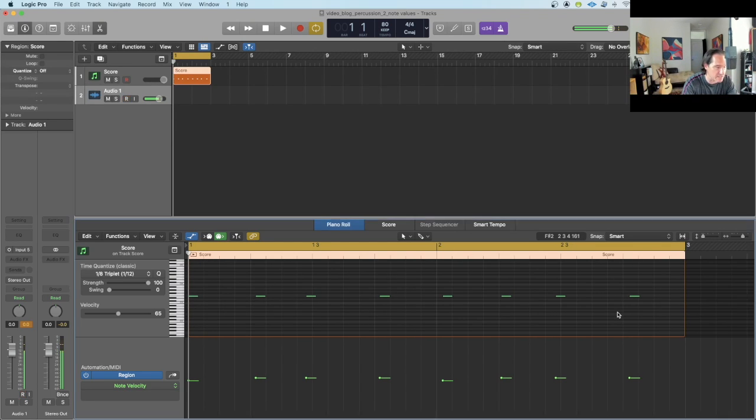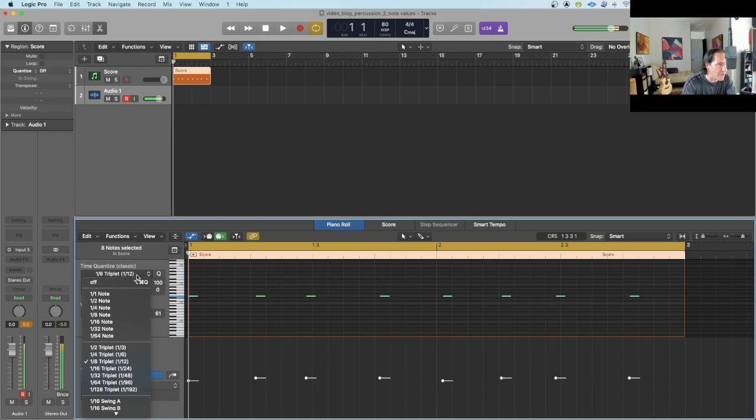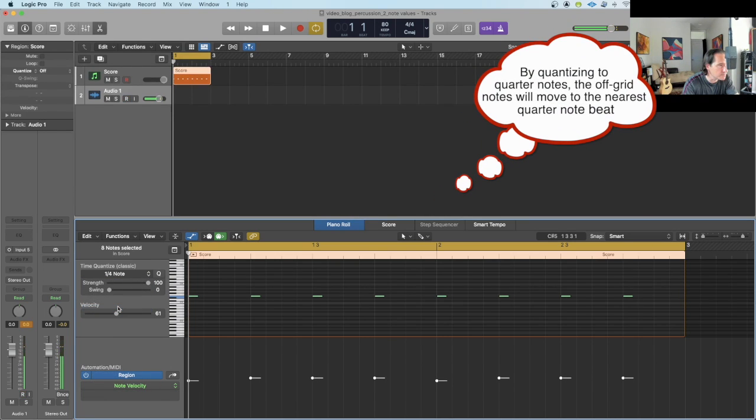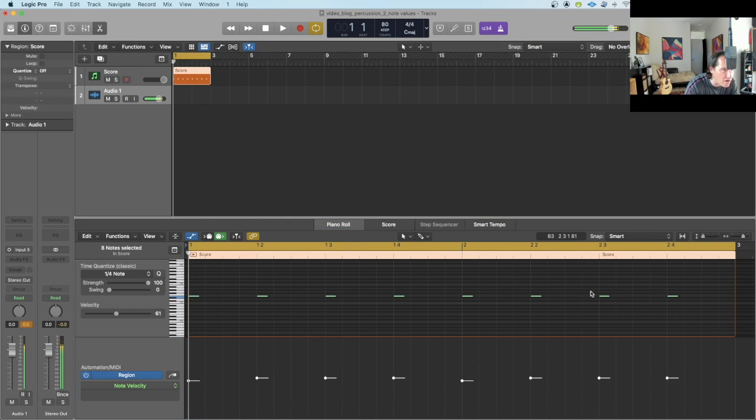So let's just do that. I'm going to select this. I'm going to go over to my quantize, and because we're dealing with quarter notes, I'm going to switch it to quarter notes. And look at that. I didn't even have to do anything else there. Now, if we look at our notes, they're all on the grid. Now, whether that's a good thing or a bad thing, again, that's for another video. Believe me, we will definitely be talking about that. But right now, we have it all on the grid.